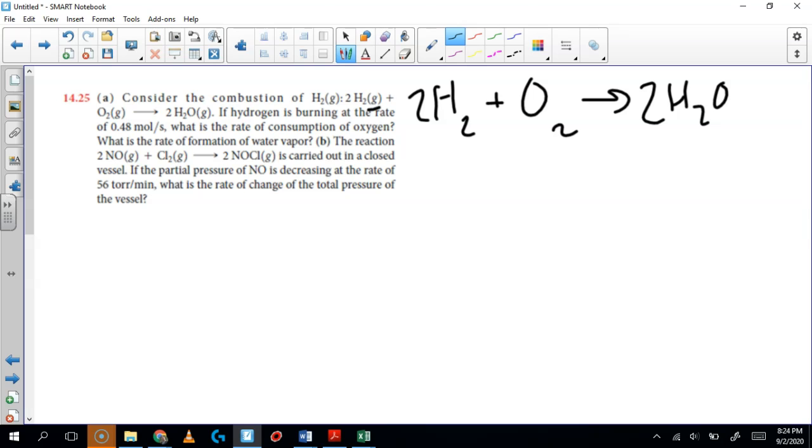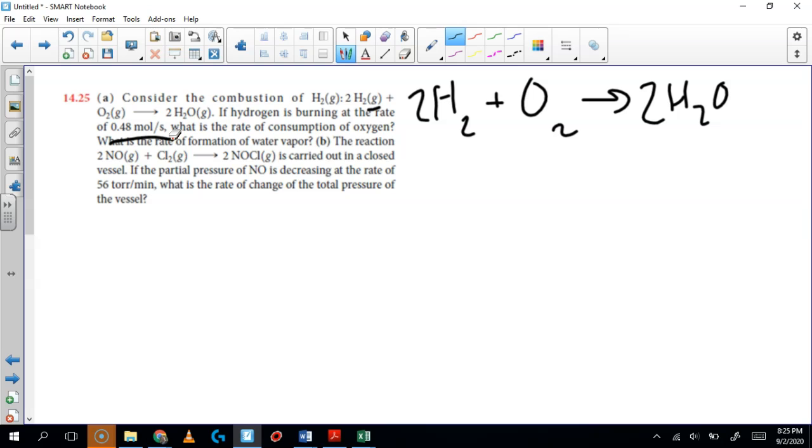In order to solve this problem, we need to know what the related rate expression is for each rate in the reaction. And so it's asking what the rate of consumption of oxygen is and what the rate of formation of water vapor is. Because it gives you consumption and formation, we don't have to include the sign. Mathematically, we should know that if it's a reactant, the rate is negative because the reactants are disappearing. If it's a product, the rate is positive because the products are being formed. So that's why you don't see a sign here.